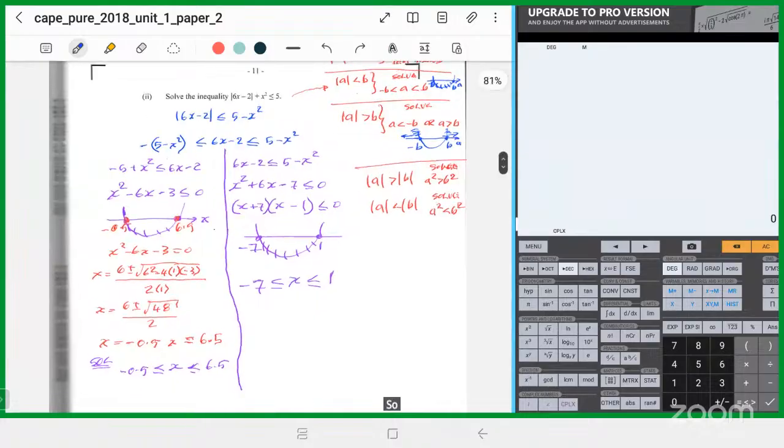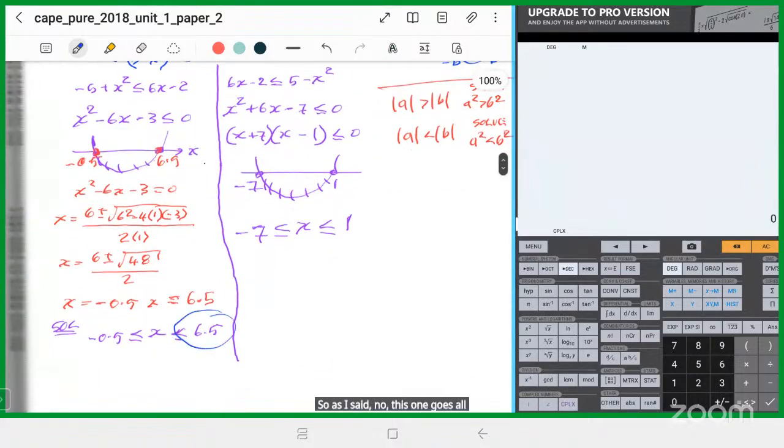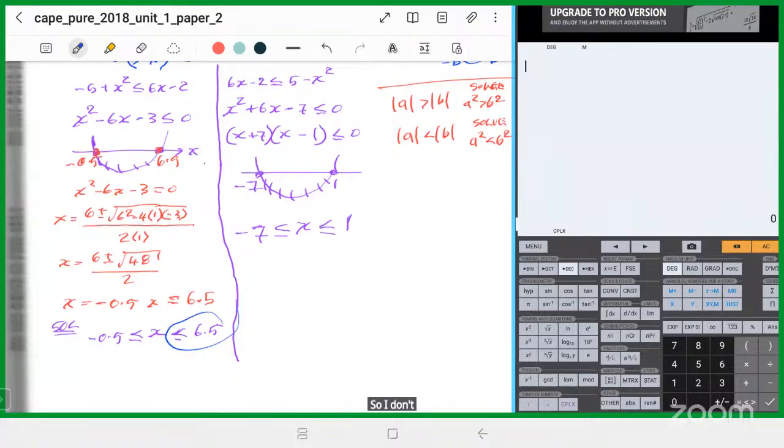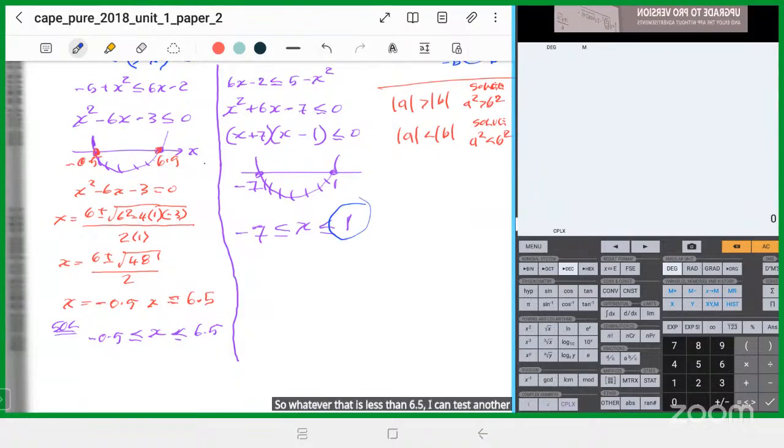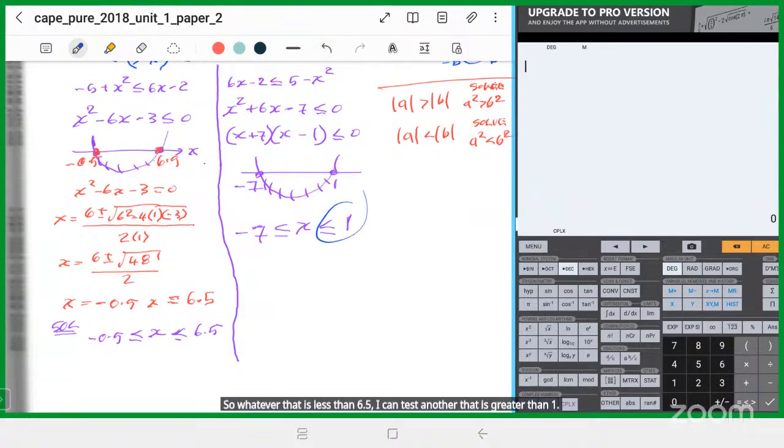So as I said, this one goes all the way up to 6, but this one stops at 1. So I want to see if we actually need to go up to 6. I want a value that is less than 6.5. I can test another value that is greater than 1. If a value greater than 1 doesn't work, then we know we have to stop. We can't go past 1. So let's test this end of it first.